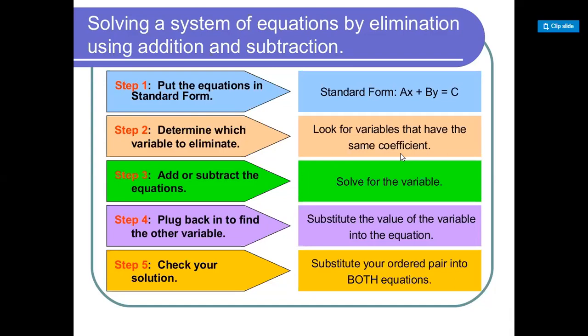Plug back into an equation to find the other variable. Substitute the value of the variable into the equation. And by the end, we will check the solution, substituting your ordered pair into both equations. So this is how we can solve. These are the 5 steps which we have to follow to answer the question.